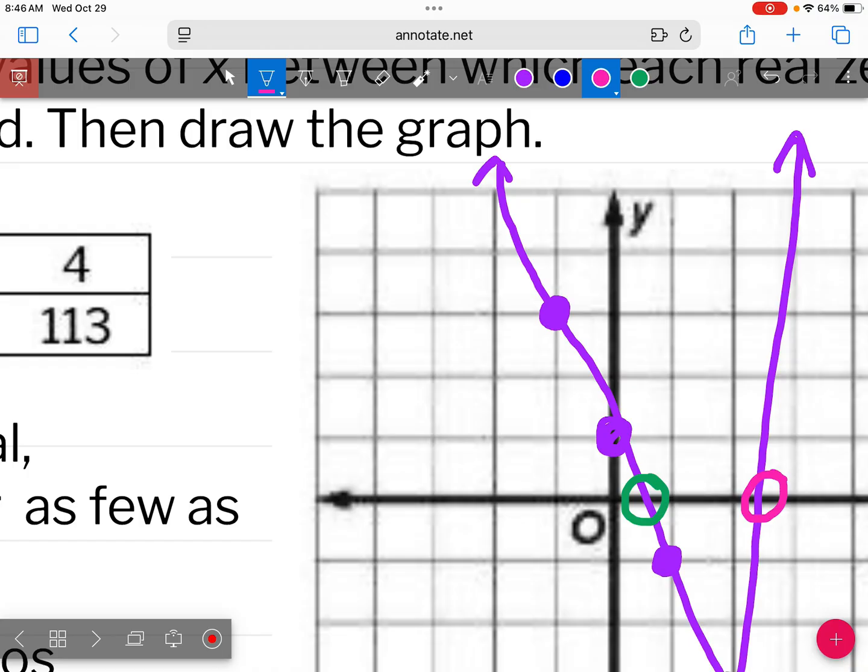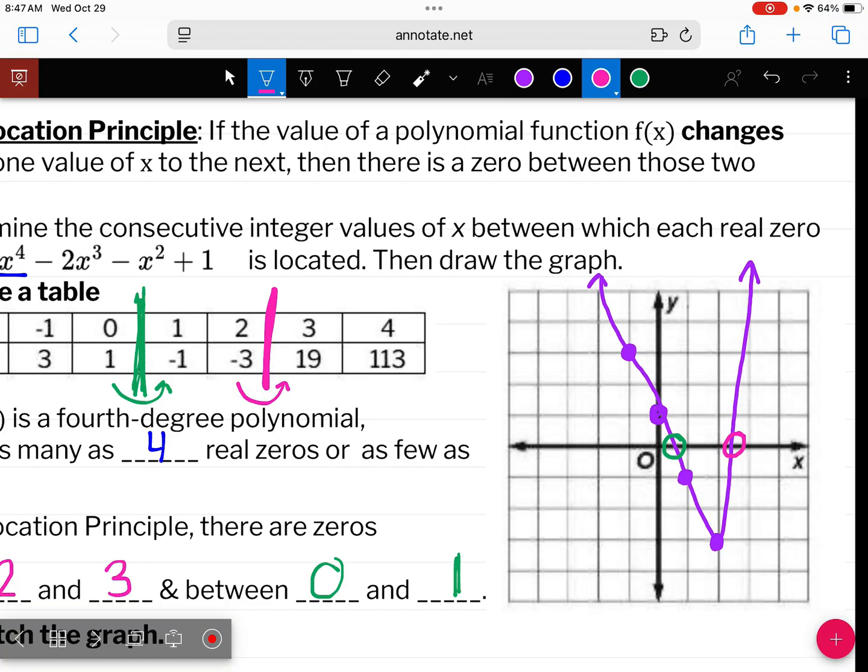So we're going to work more with the location principle tomorrow, and we're going to practice on the next page a couple more of them. I don't want us to try and speed run one in the next 5 minutes, so we're going to stop right here.